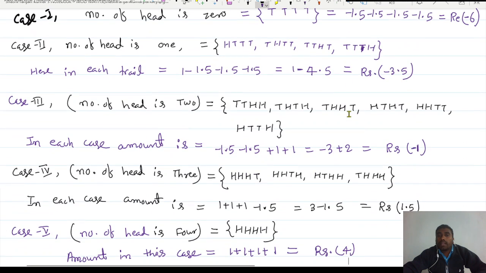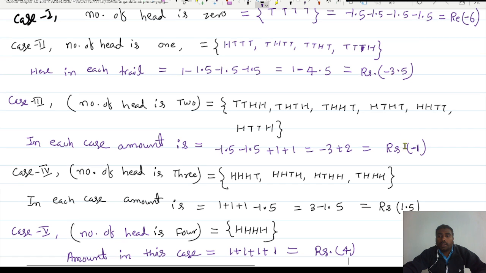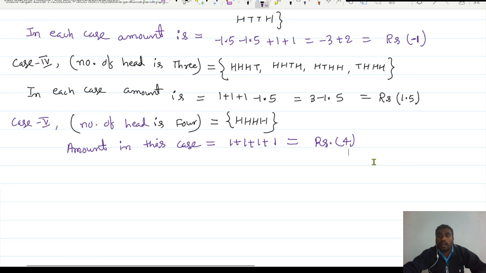So we are getting different amounts here. Case number 1 is minus 6, then 2, 3, 4, 5. Total how many different amounts? Total 5 different amounts.